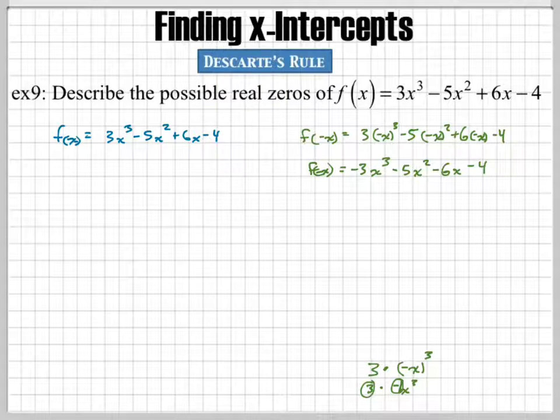And this is all you have to do. You guys ready? Look at the signs. Look at the signs. This one's a positive 3, and this is a negative 5. Does the sign change? Yes. Okay, so I'm going to say yes right here. Does the sign change from here to here? Yes. Okay, so it's a sign change.